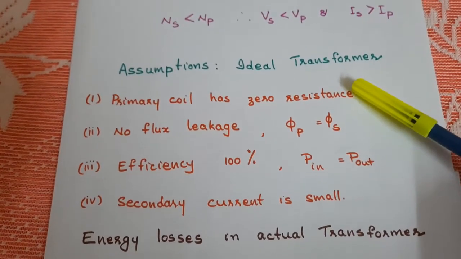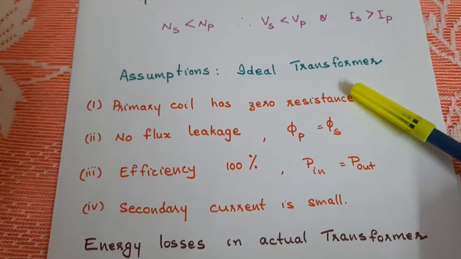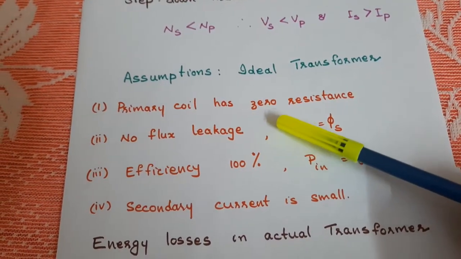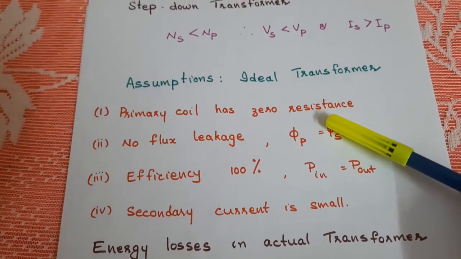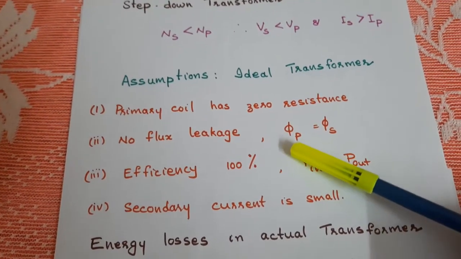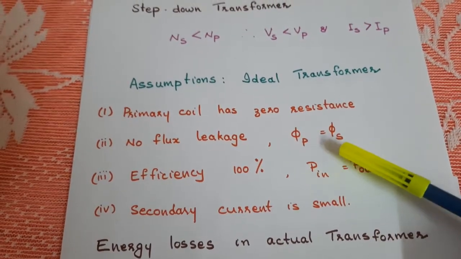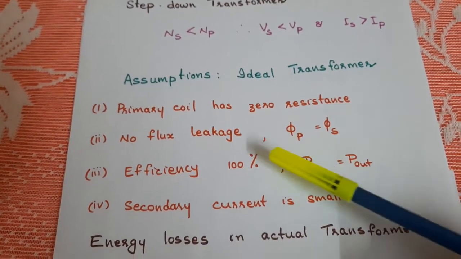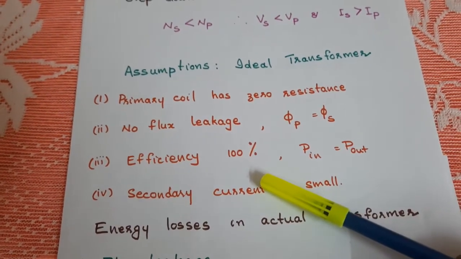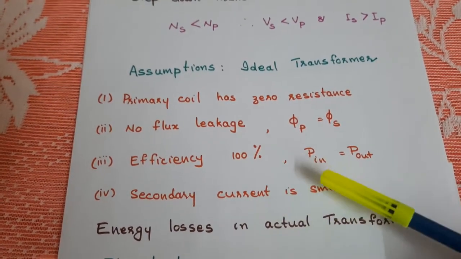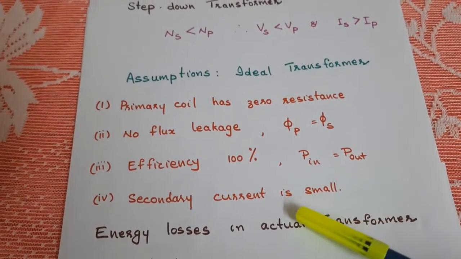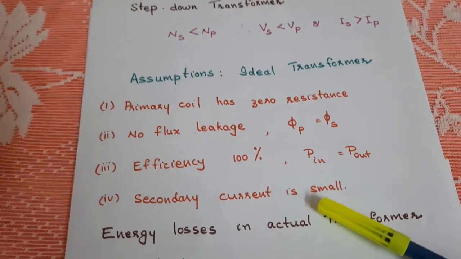This is true with an ideal transformer. So it is based on the assumptions that the primary coil has zero resistance or negligible resistance. The second one is flux linked with the primary is equal to flux linked with the secondary, so that there is no flux leakage. The third one is the efficiency is 100%, so that the input power is equal to output power. And fourth one is the secondary current is very small.